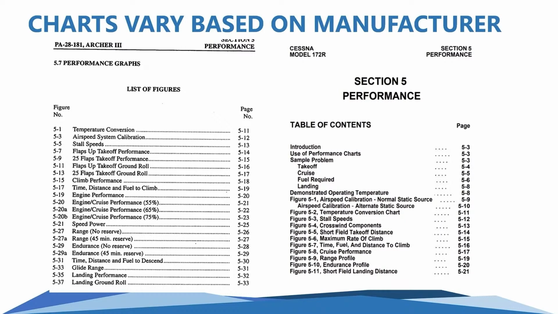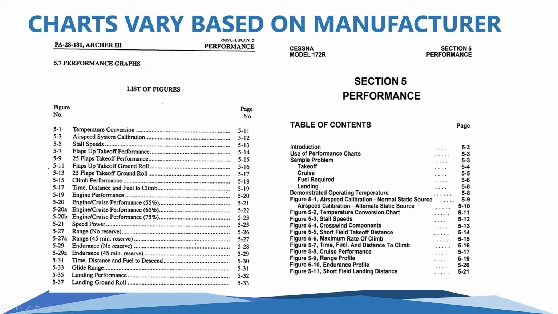And you're going to realize that the manufacturers have a majority of the charts that are roughly the same, except Pipers have some extra charts that Cessnas don't. You're also going to realize that the charts for Pipers are more difficult to read than the Cessnas. So they're always in the same order.